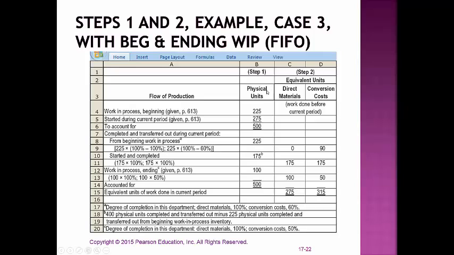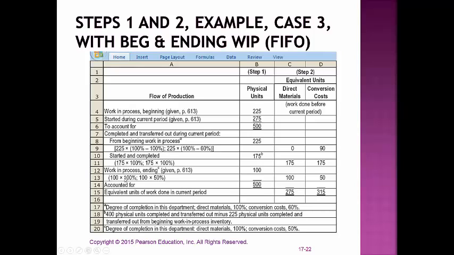500 to account for, minus 225 from beginning, minus 175 started and completed this period, leaves us with an ending of 100 units still in work in process. And based on our scenario, they're only 50% complete.